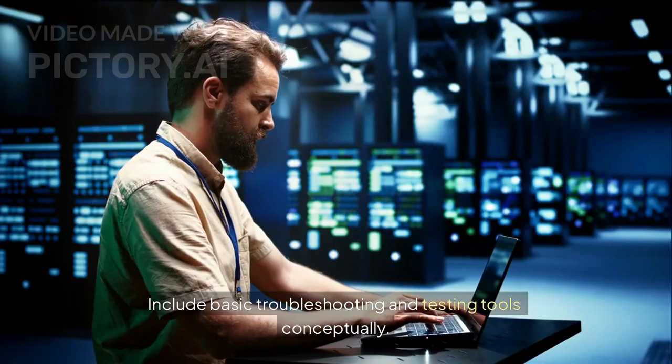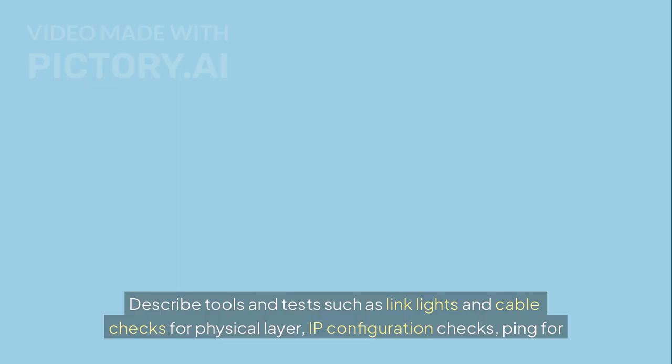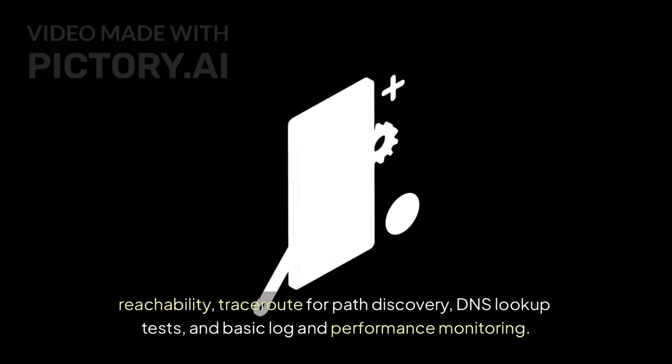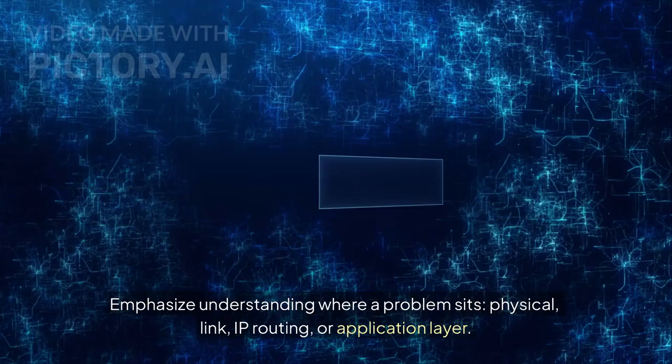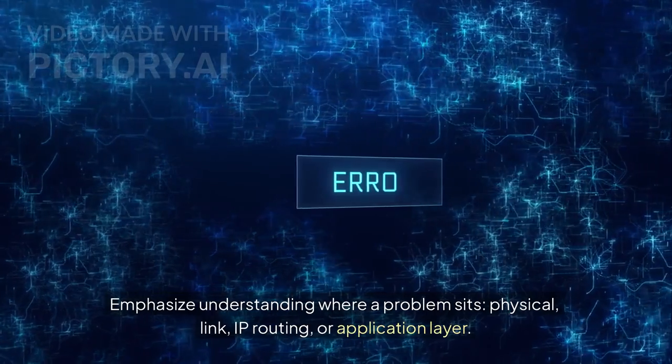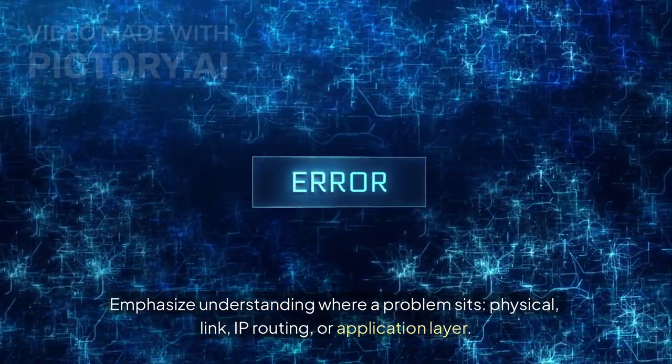Include basic troubleshooting and testing tools conceptually. Describe tools and tests such as link lights and cable checks for the physical layer, IP configuration checks, ping for reachability, traceroute for path discovery, DNS lookup tests, and basic log and performance monitoring. Emphasize understanding where a problem sits: physical, link, IP routing, or application layer.